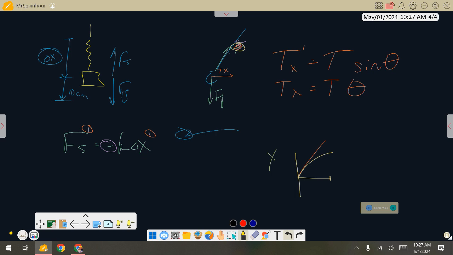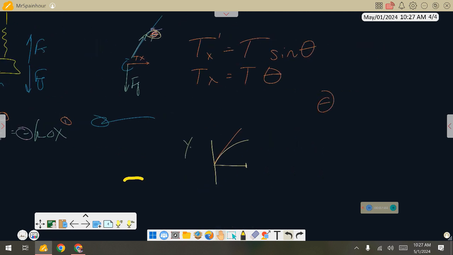Okay. Do they match some of the time? Yeah. In other words, if theta was about the same as sine theta, then we could say it's in simple harmonic motion. Does that make sense? Yeah.